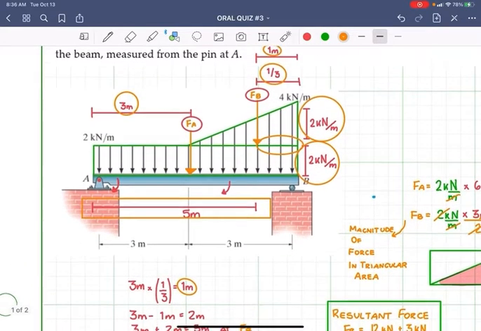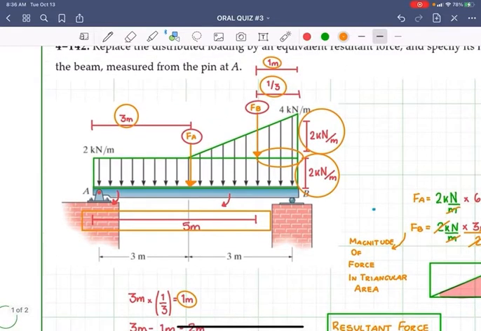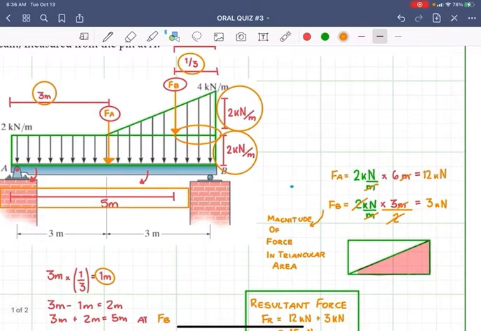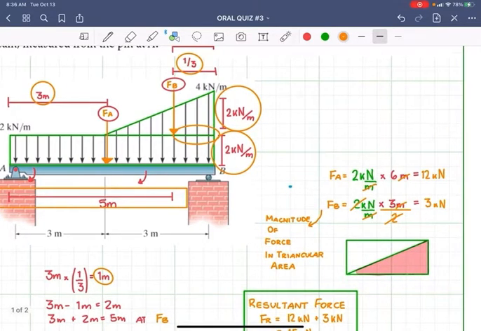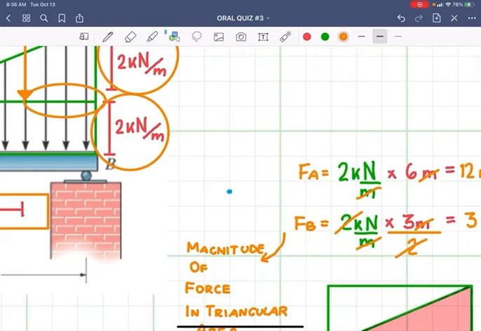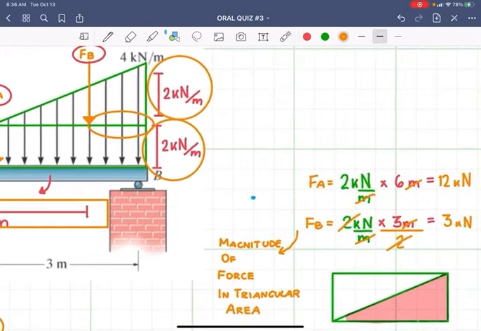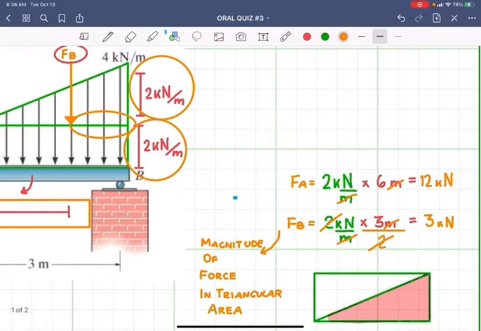And once I have all this drawn out, I use this information to find my force A and force B. So I first use the 2 kilonewtons per meter times the distance, which is 6 for the entire beam. This cancels out the meters and leaves me with 12 kilonewtons.